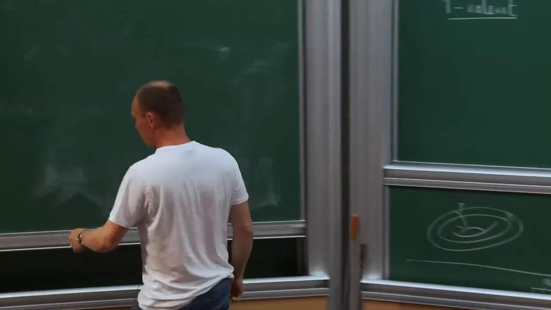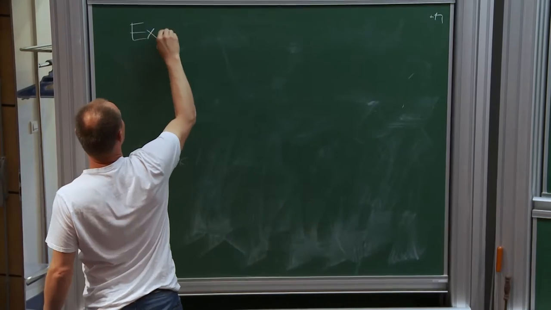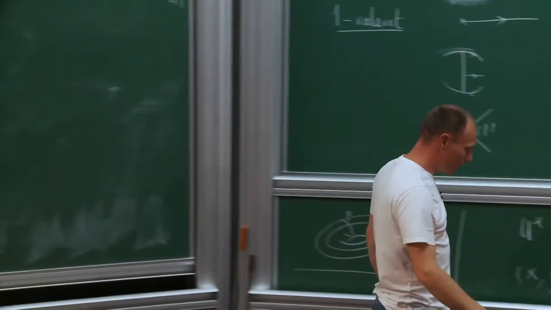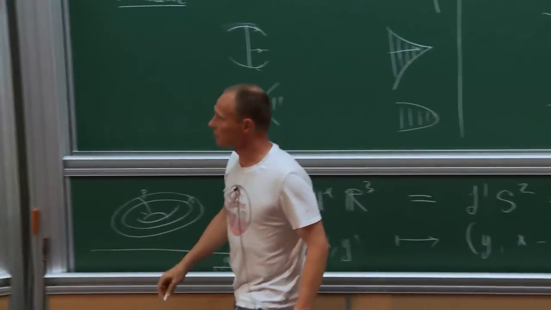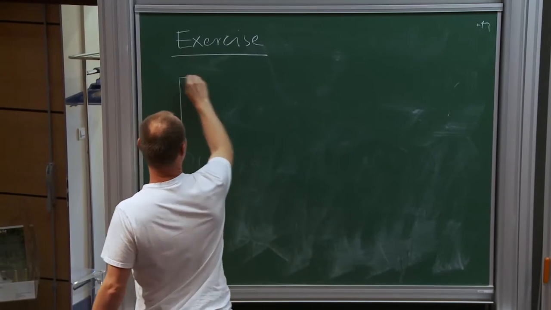So somehow, in order to understand this theory, one need only do one exercise, actually. So this exercise is the following. It's at the end of my paper on flow trees.